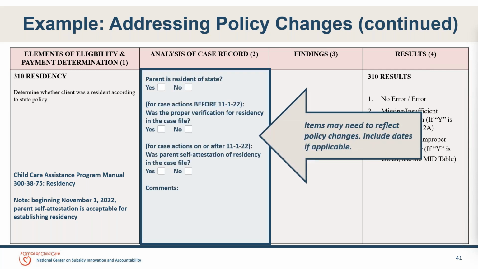In the case of policy changes, column 2 should also adequately address them. In this example, the lead agency has added 2 sets of questions about verification of residency requirements, with the effective dates included. So it would be very clear for a reviewer what they would need to look for, which set of questions they would need to respond to.